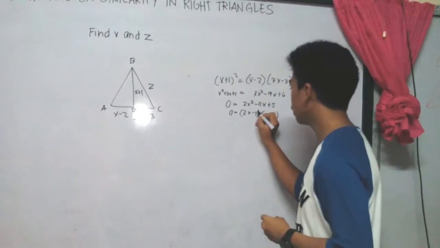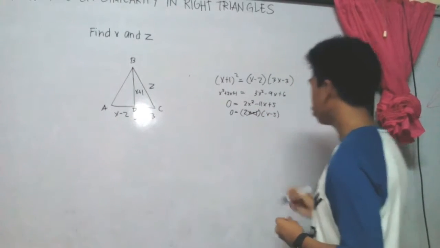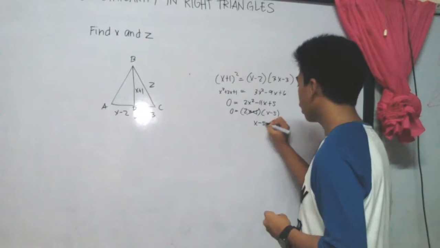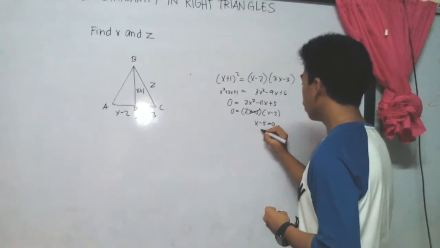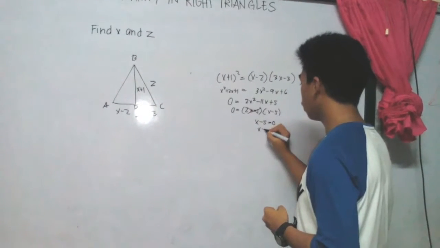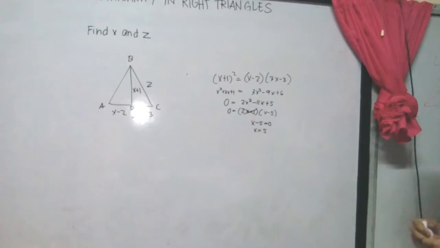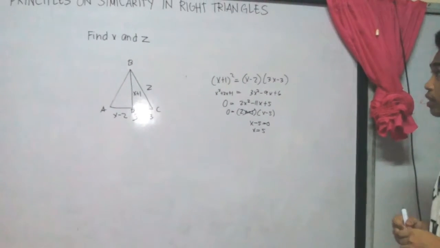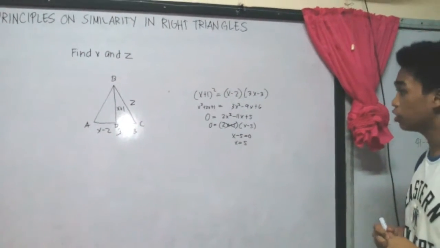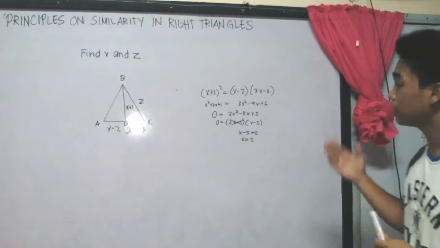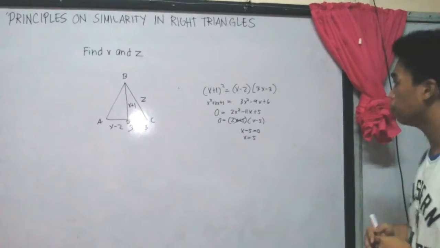This factor is an extraneous solution, so we will use x minus 5. So, x minus 5 equals 0. By transposition, x is equal to 5. To find c, we need to apply what is stated in corollary 2, which is that the leg is the geometric mean between the side adjacent to the leg and the whole hypotenuse.